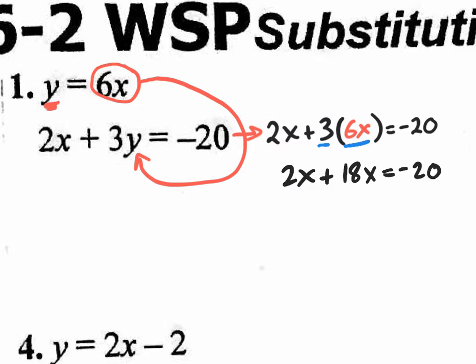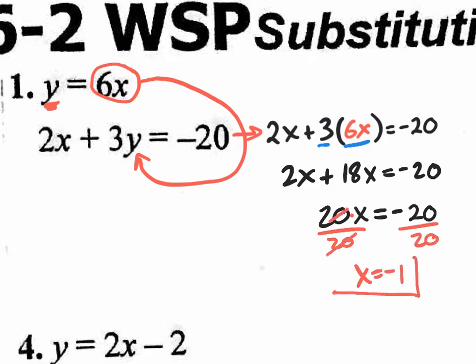And 2x plus 18x, I could combine like terms right there. That'll be 20 x's equaling negative 20. Final step would be to get rid of the 20 times in front of the x. So I divide by 20, cancels out, x equals negative 1. That's an answer. I have one answer, I need the other answer.